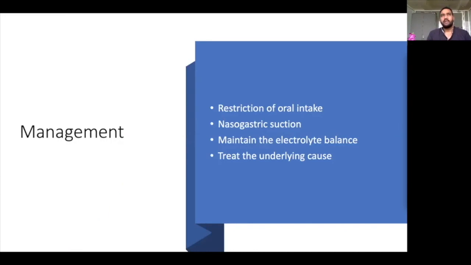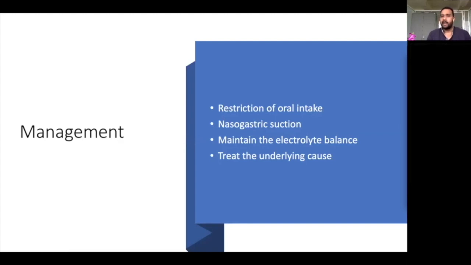So whenever you write an essay, most people write nil by mouth. We usually use that word, nil by mouth, everywhere on the board, but the proper term is restriction of oral intake. So whenever you write in the essay, try to write it like that: restriction of oral intake, fluid as well as solid.